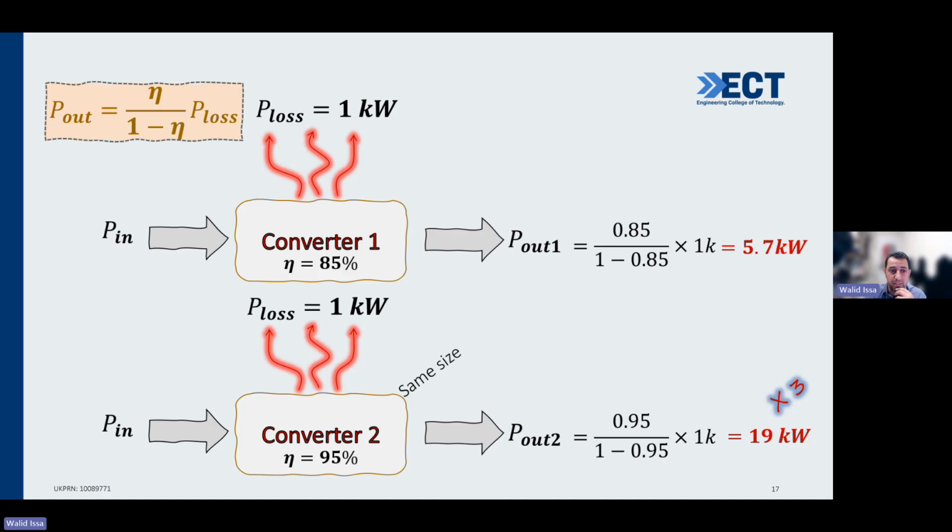But let's do the assessment now. The assessment is, I want to get the output power from converter 1 and the output power from converter 2 to make losses here 1 kilowatt, 1 kilowatt.